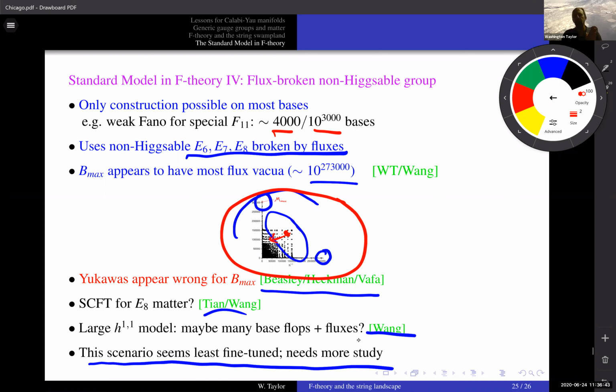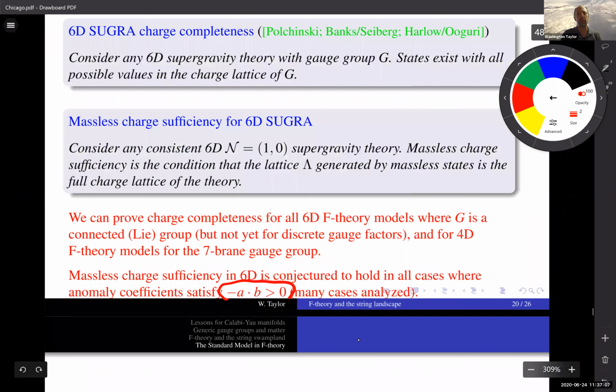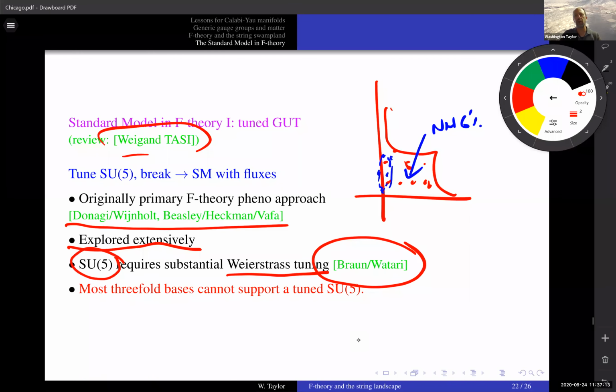At a naive counting level, however, I would say that both in terms of the number of bases, which is the point I'm making here, and in terms of the number of Weierstrass moduli that need to be tuned. There was a nice paper by Brown and Watari, which quantified the number of moduli in the Weierstrass model that need to be tuned to get the SU5. And it's order of hundreds or thousands of moduli that you need to tune to get the SU5.